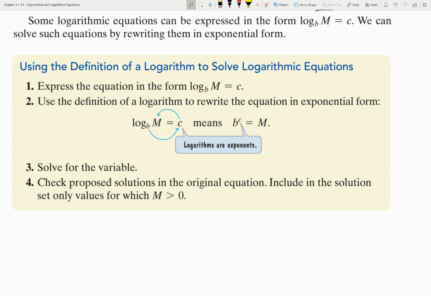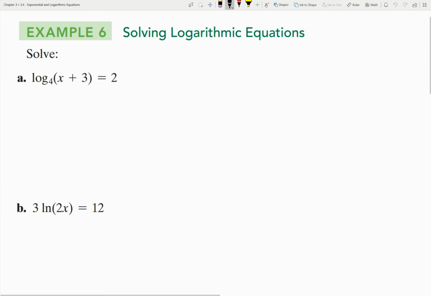Then we use the definition of a logarithm to rewrite it in exponential form, and we turn it into b to the c power equals m. Solve, but be careful with number 4. The domain for exponential expressions is all real numbers. However, the domain for a logarithm is not all real numbers. The inside of the logarithm must be positive. So your solution must make the inside of the logarithm a positive number.